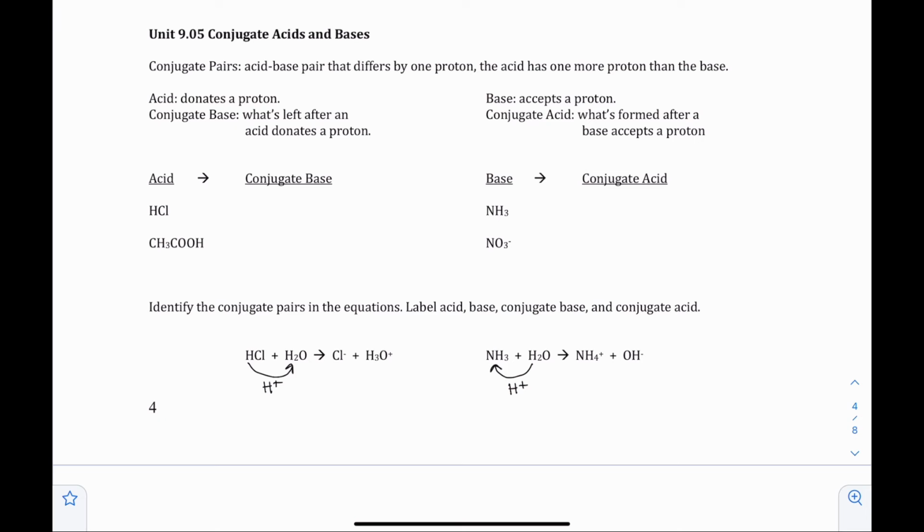Conjugate pairs are acid-base pairs that differ by 1 proton. So the acid has 1 more proton than the base. Acids donate H+, so its conjugate base is whatever's left after the proton is donated. When HCl donates H+, we're left with Cl-, and when acetate donates H+, we're left with CH3COO-. Remember that the H+ at the end of the COOH carboxyl group is the one that's donated. And don't forget to pay attention to the charges. Losing a positive ion should leave a neutral acid with a negative conjugate base.